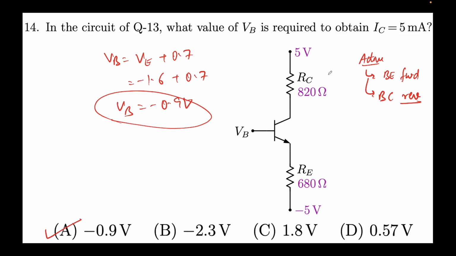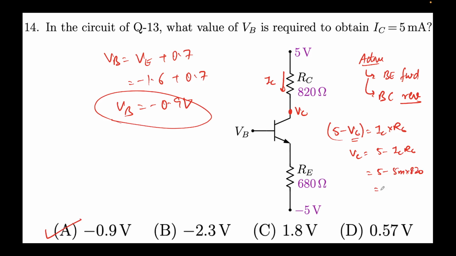How do you find VC? You find VC by applying Ohm's law across this resistor, right? So I can write 5, this is VC, and this is the current IC that is flowing. So I can write 5 minus VC equal to IC times RC, right? So from this I'll get VC equal to 5 minus IC RC. This will give me 5 minus, the value of IC is 5 milliamps times 820 ohms.